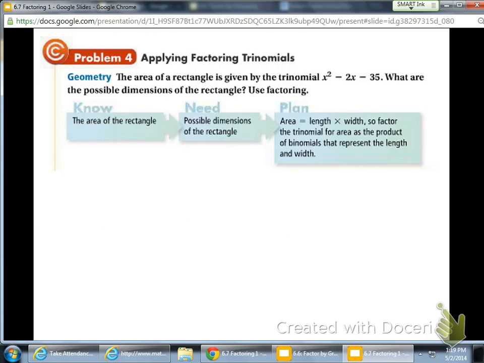Okay, so this one, it's the same kind of problem, but this time around, they're just putting it into a word problem. Now they're talking about dimensions of a rectangle. So I gave you the area of the rectangle. I have to know what the other dimensions are. Is it pretty much the same thing? Yeah. Okay, go ahead and work on that.